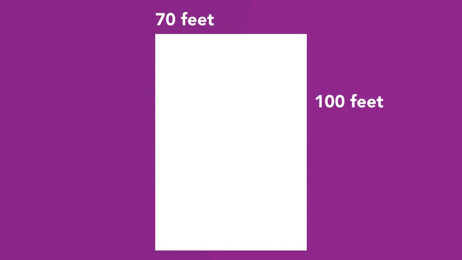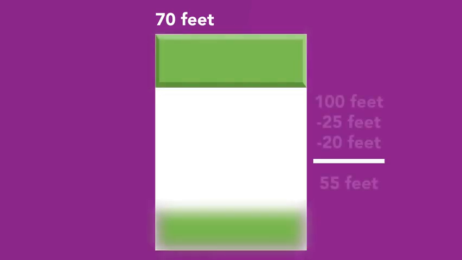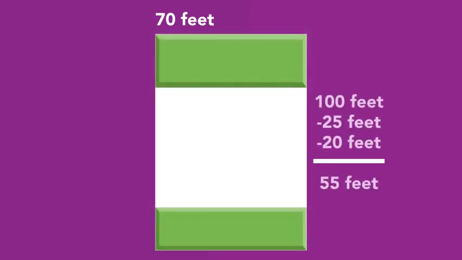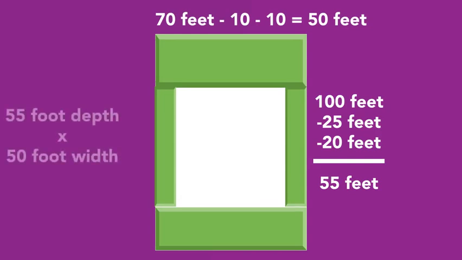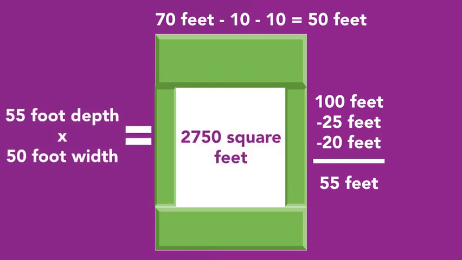First subtract the front yard and backyard setbacks from the depth. 100 feet minus 25 feet for the front, minus 20 feet for the back, equals 55 feet. Next, subtract the side setbacks from the width of the lot. 70 minus 10 for the left side, minus 10 for the right side, equals 50. Number 3, multiply new depth by new width. 55-foot depth times 50-foot width equals 2,750 square feet maximum possible area.